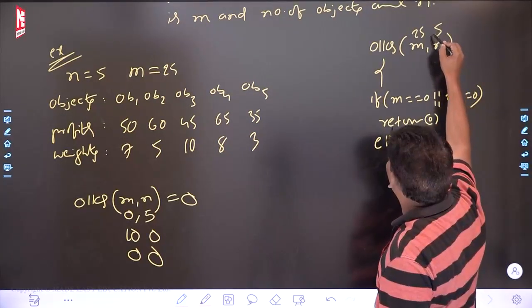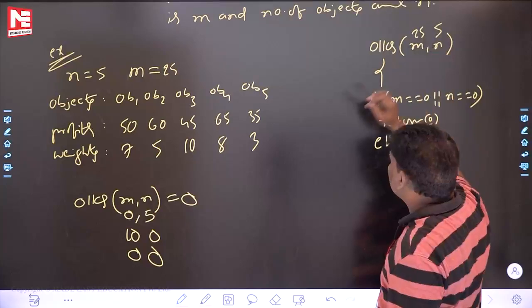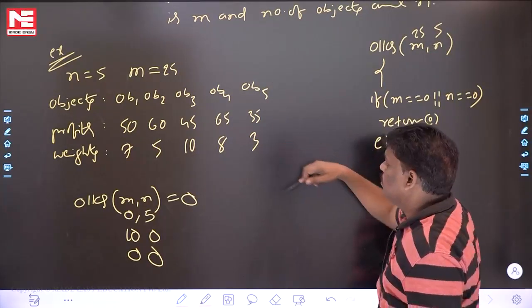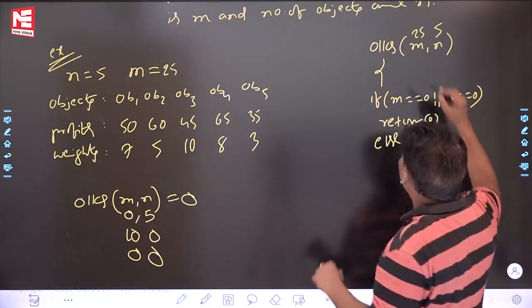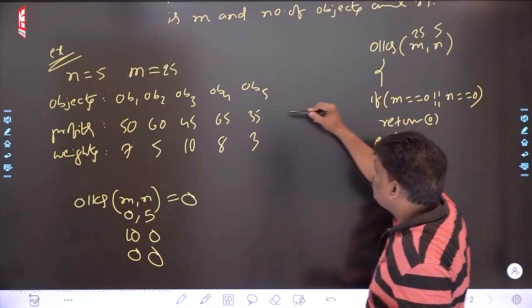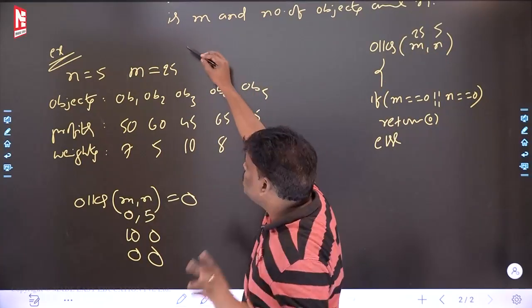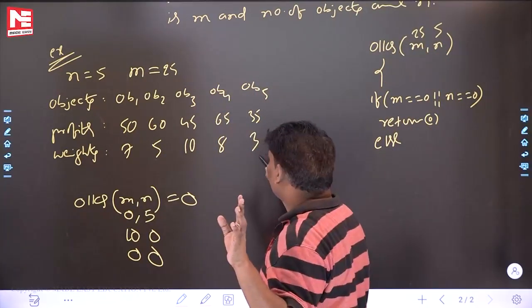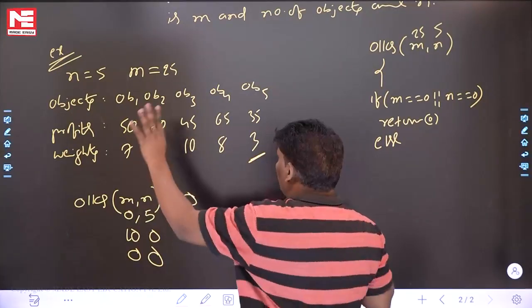Can you help me with one small line now? At which object are you as of now? 5th object. What is the capacity you have? 25. You are at the 5th object with capacity 25. What is the weight of the object you have? 3. See this one, I am repeating once again.